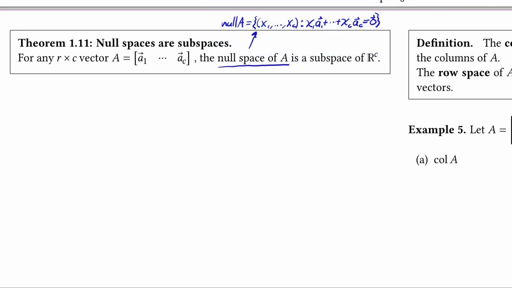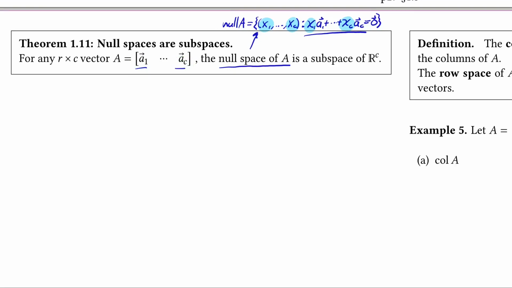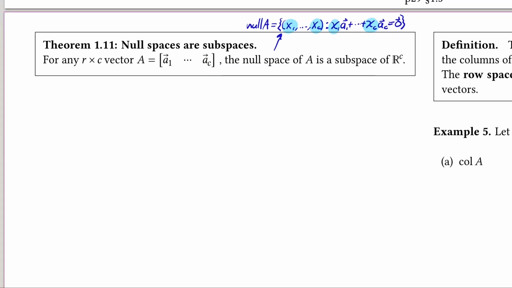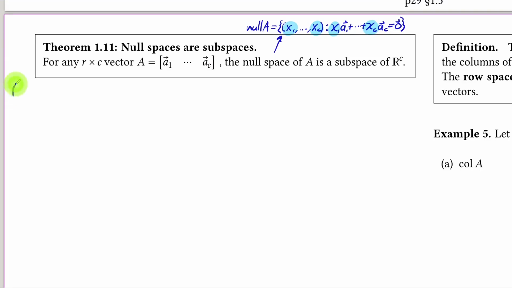It is the set of all vectors in Rc that have C entries, so that when you use those entries as weights in a linear combination of the list of column vectors, you get the zero vector as a result. So let's prove that this is always a subspace. We need to prove that all three of the conditions are always true, no matter what A is.